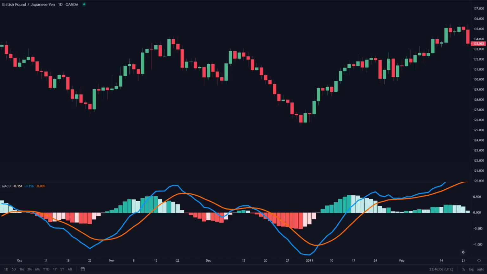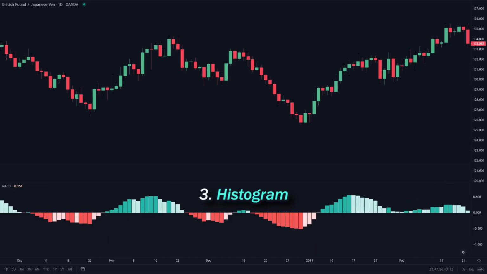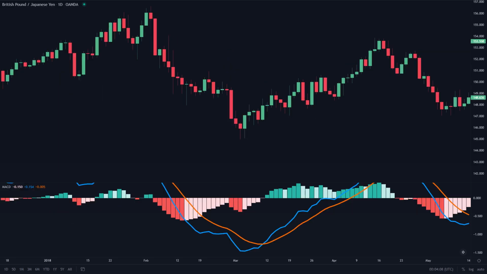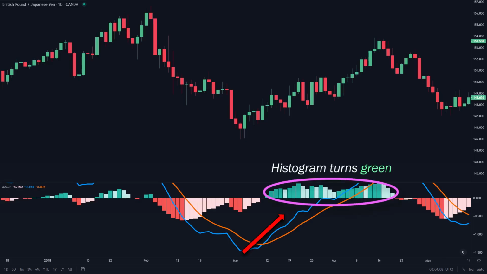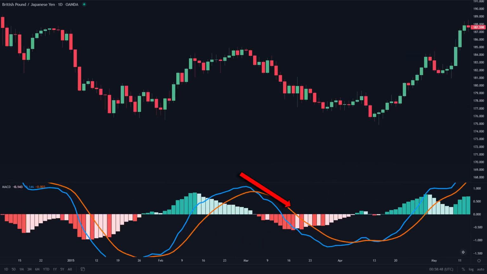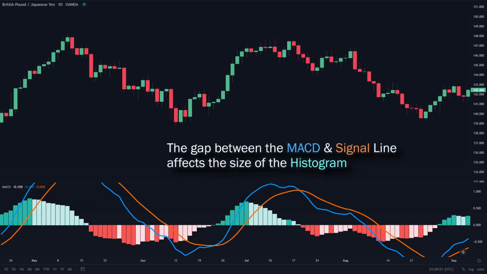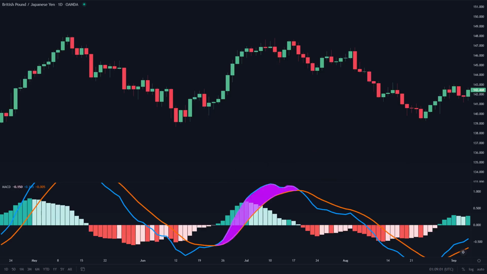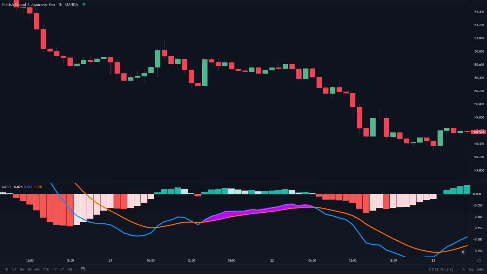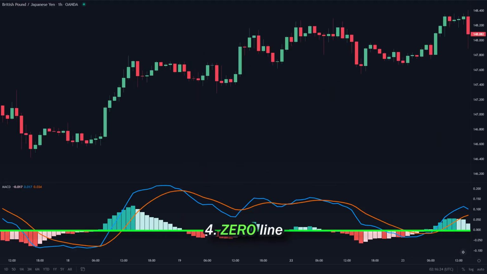Next, we have the histogram, which represents the difference between the MACD line and the signal line. For example, if the MACD line crosses above the signal line, the histogram will turn green, and if it crosses below, the histogram will turn red. The gap between the two lines also affects the size of the histogram. As you can see, if the two lines are further apart, the histogram gets bigger, and if the two lines get closer, the histogram becomes smaller. And finally, we have the zero line, which simply represents the center of the MACD indicator.